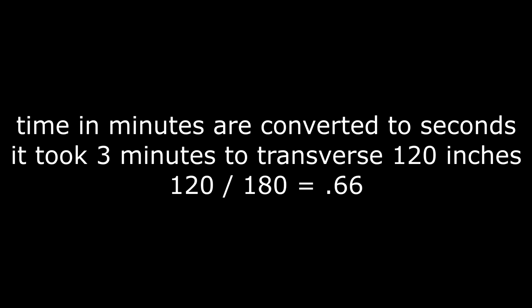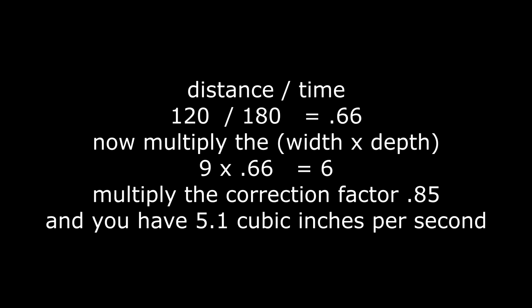So let's move on to the actual calculation here. 180 seconds equals 3 minutes. So using the 180 divided by the 120, I come up with this 0.66. So that's my water that's moving by, but I now need to add a correction factor. So let's do that. I have my distance divided by time, 0.66.